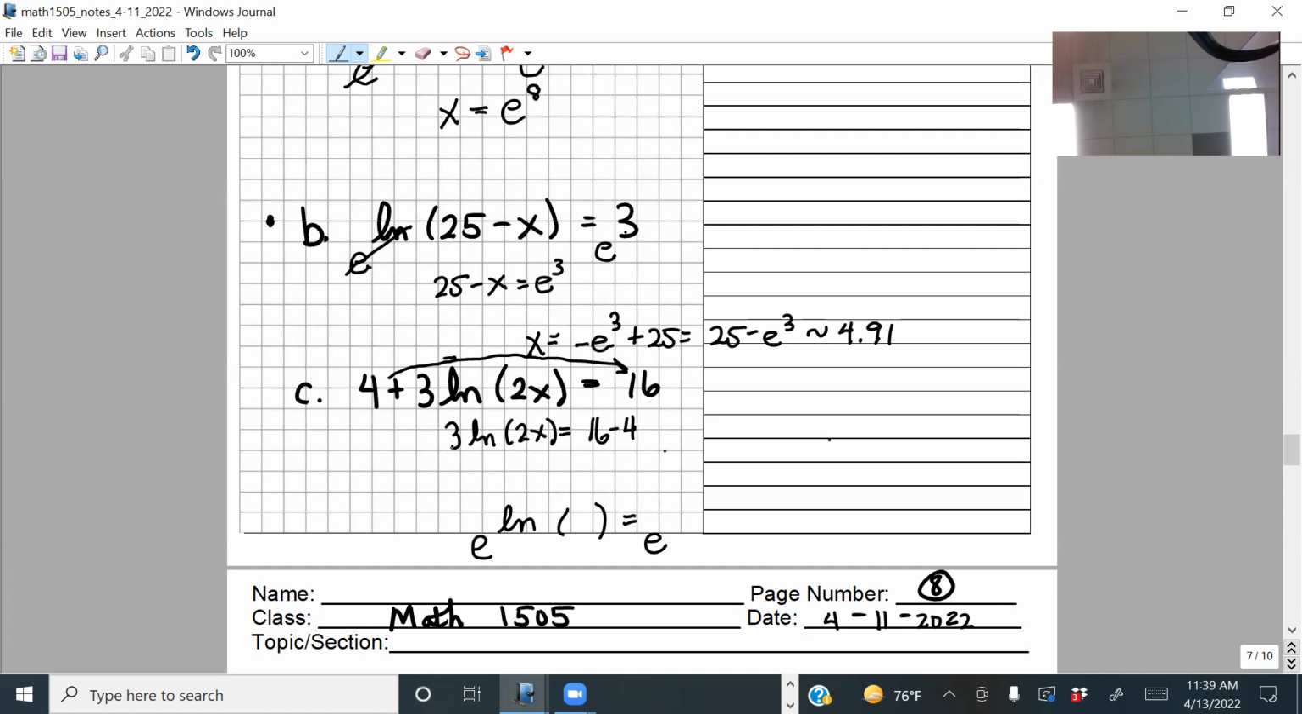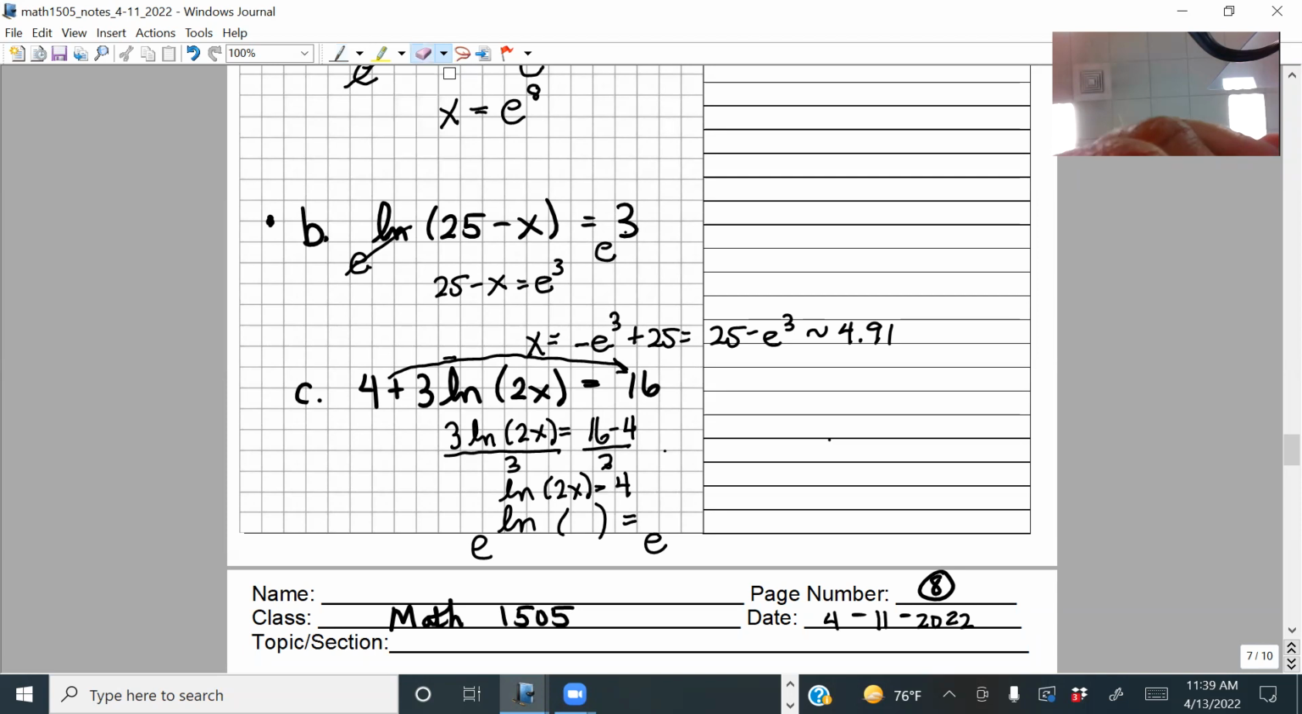And then I need to get rid of the 3, right? So that's easily done also. You can't subtract the 3 because it's multiplied in. So you just divide out the 3. So you end up with natural log of 2 times x equals, what is this? 12 divided by 3, which is 4.